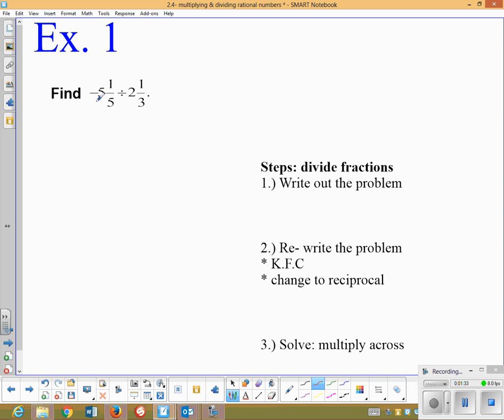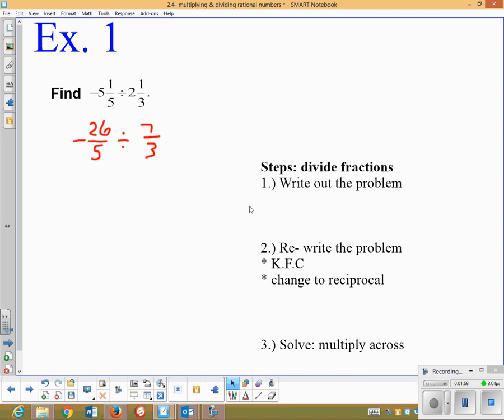We're going to do 5 times 5 is 25, plus 1 is 26. So we're going to put 26 over 5. And since this was a negative fraction, we have to put that negative. Then we're going to put here divide, since it says to divide. Then we're going to do 2 times 3 is 6, plus 1 is 7. So we have 7 over 3. So what we basically did is we wrote out the problem.